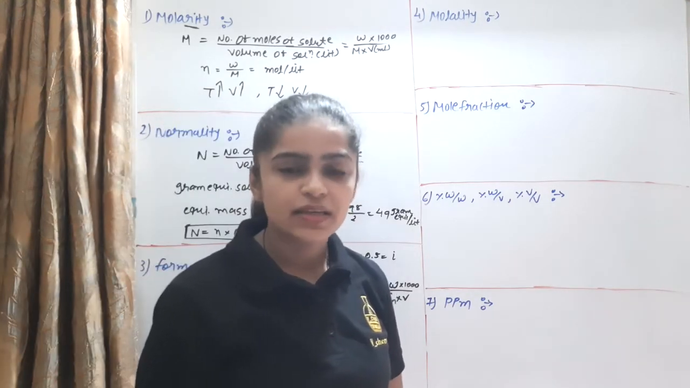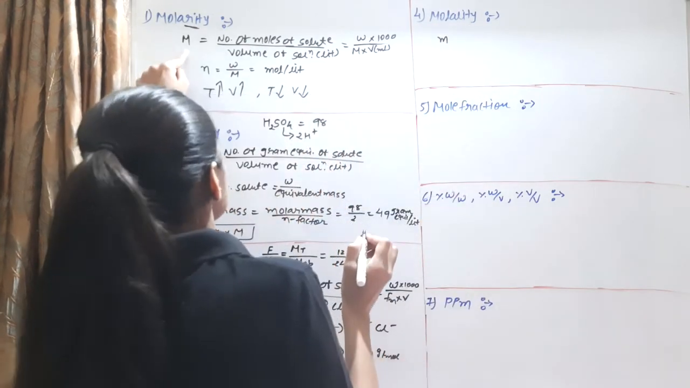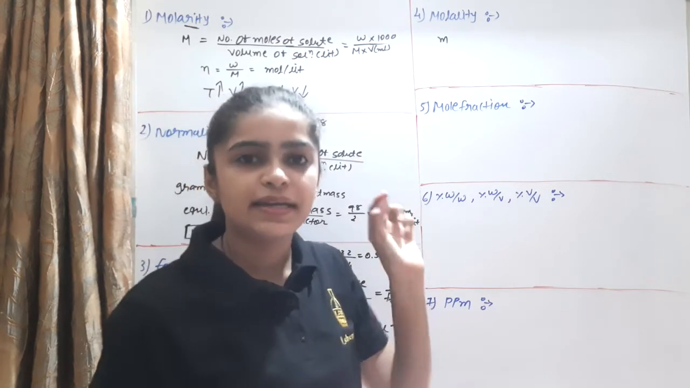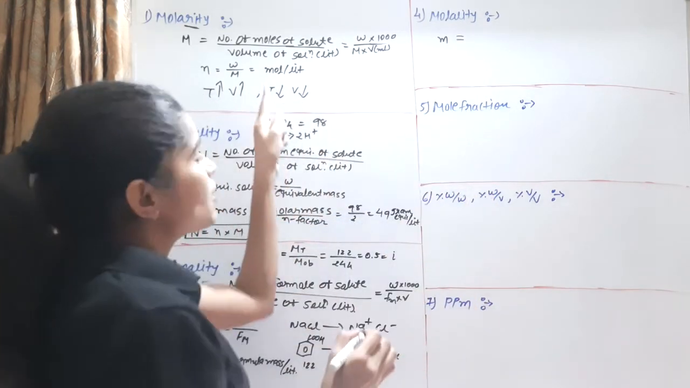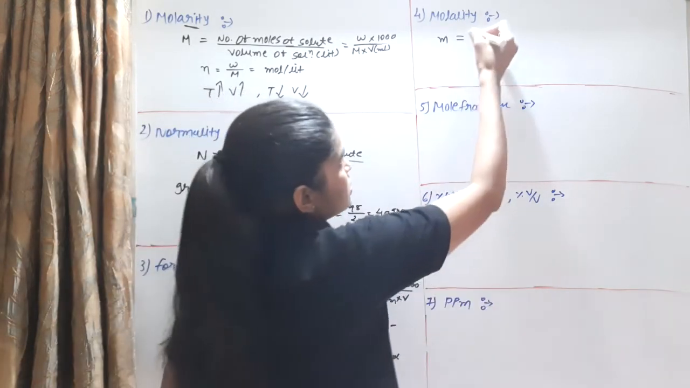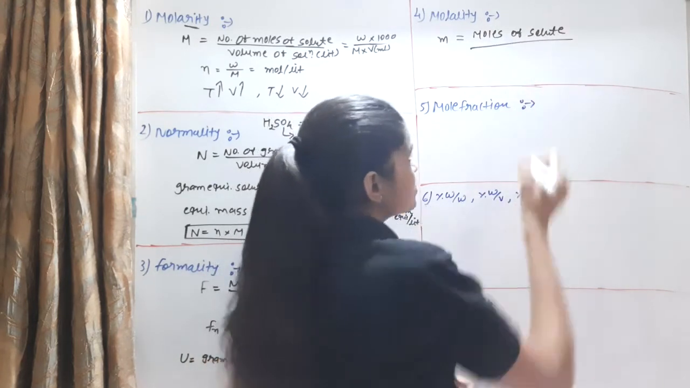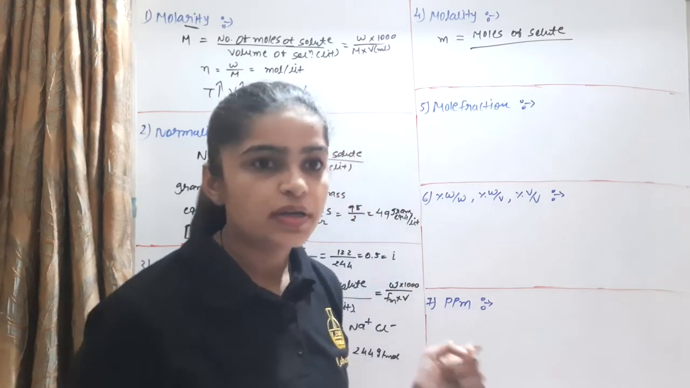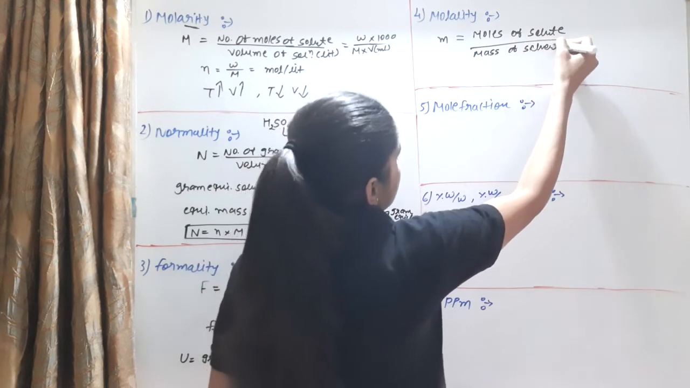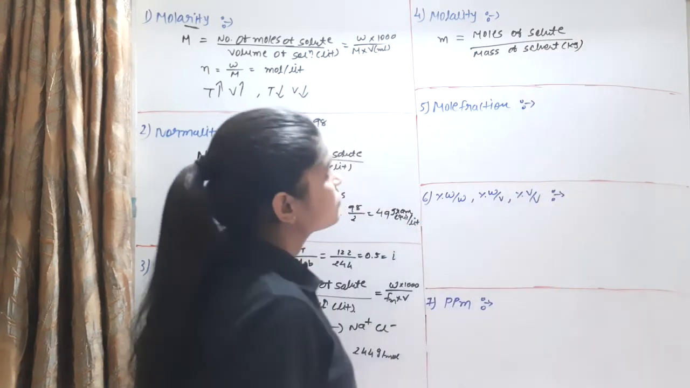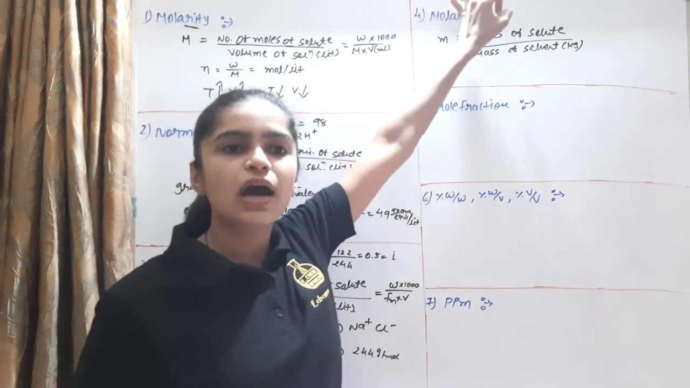Next is the molality. Molality is denoted by the small m, and molarity is denoted by the capital M. This is the molarity and this is the molality. The definition of molality is the number of moles of solute dissolved per kilogram of solvent. So that is the moles of solute over the mass of solvent in kilogram.